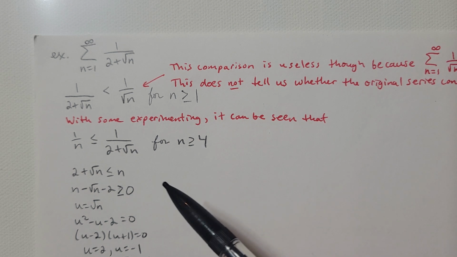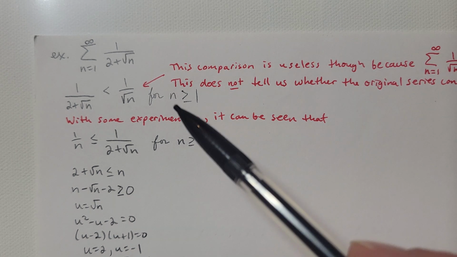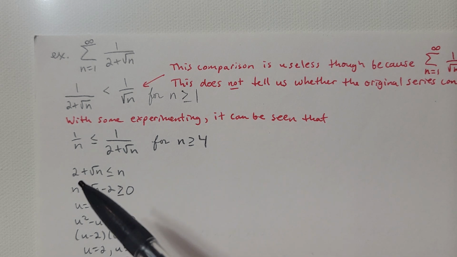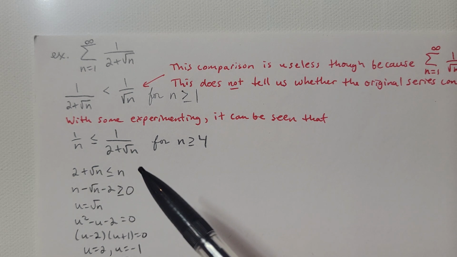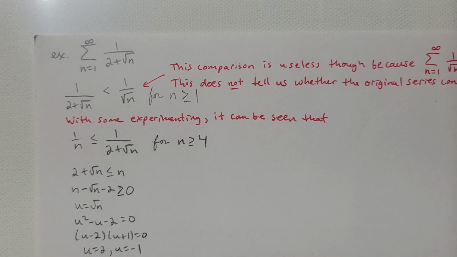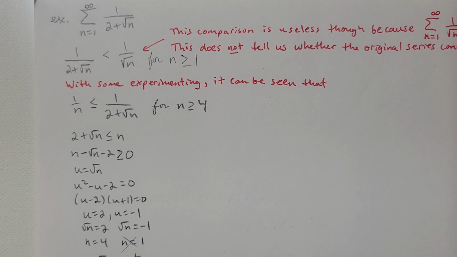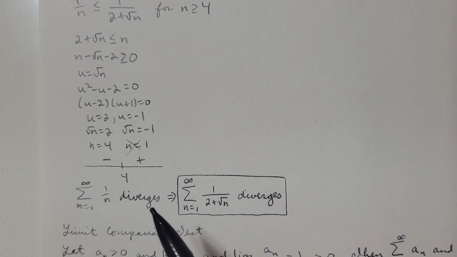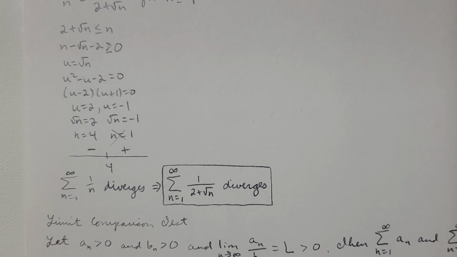Now, the fact that I'm going to add 1 plus 1/2 plus 1/3 to this, that doesn't matter, right? Because this statement would be true for when n is greater than or equal to 4. Okay, the summation as n equals 1 to infinity of 1 over n diverges. Therefore, the summation as n equals 1 to infinity of 1 over 2 plus the square root of n also is going to diverge. Okay.